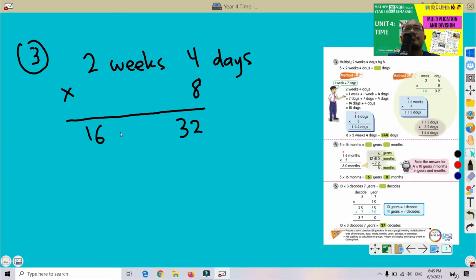Alright, but we know that 1 week equal to 7 days. Kita kena tolakkan. Okay, but you see here, the question needs us to give the answer in days. Okay, this is 16 weeks and 32 days. So now we have to convert 16 weeks into days. So, 1 week equal to 7. So here we have to multiply 16 by 7.